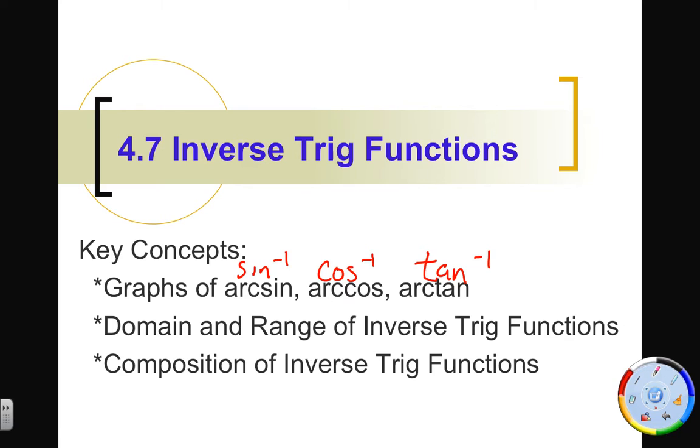One of these things you just have to remember is that this -1 does not represent a -1 exponent. Okay, these things are completely different than 1 over sine. All right, so this is kind of our undoing functions, right? Because that's what inverse kind of means. So we're going to look at our domain and range. We're actually going to graph these three inverse trig functions, and we're going to look at some compositions.